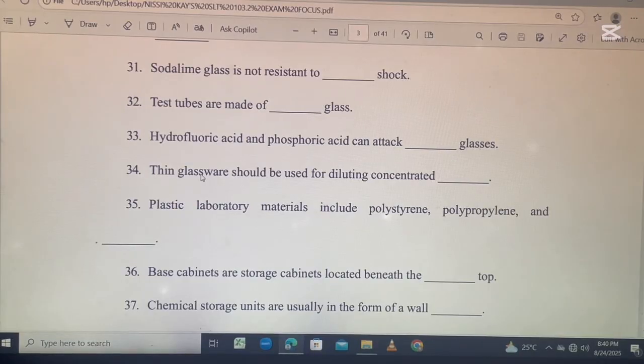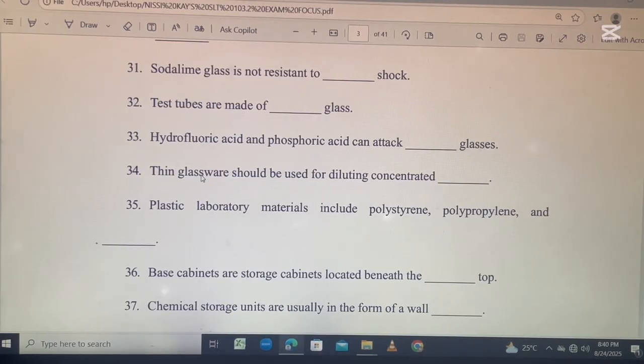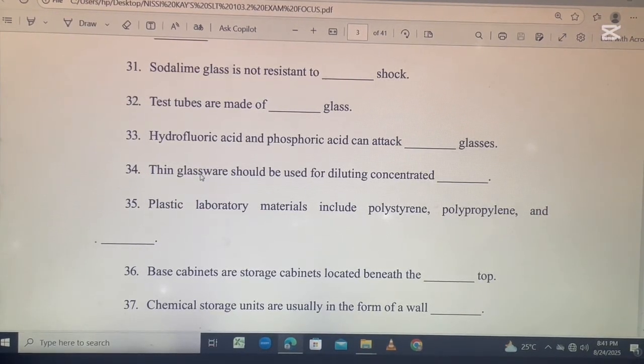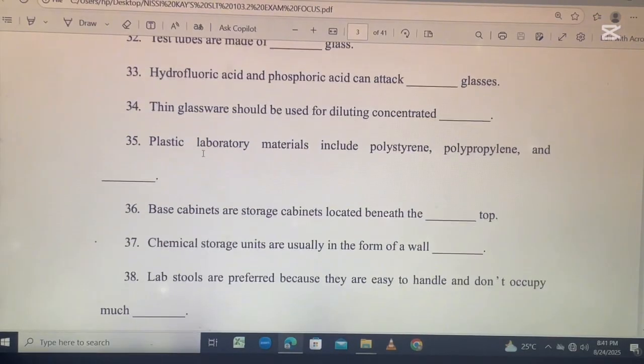All right. Now, plastic laboratory materials include polystyrene, polypropylene, and polyvinyl chloride, what we know as PVC. So those are plastic laboratory materials.